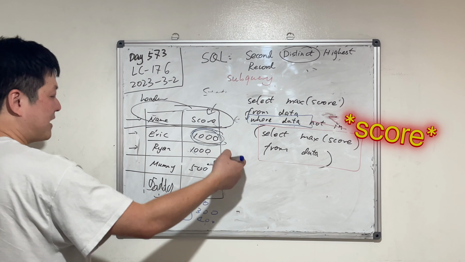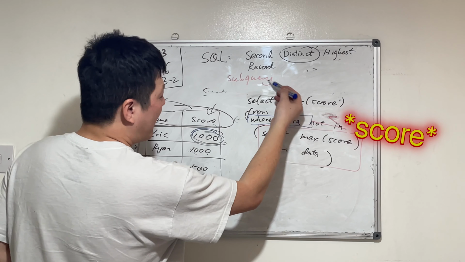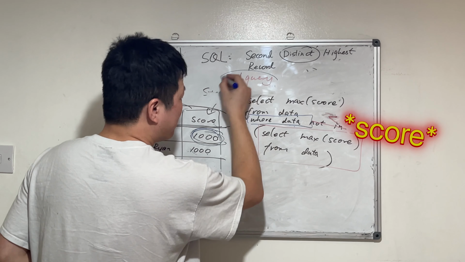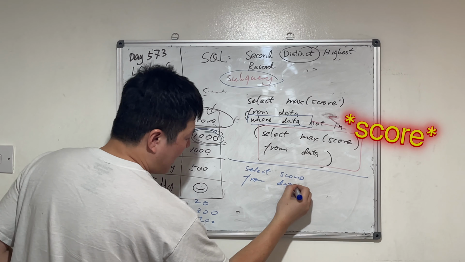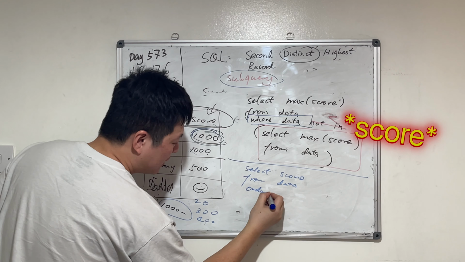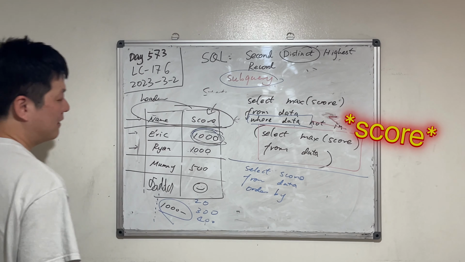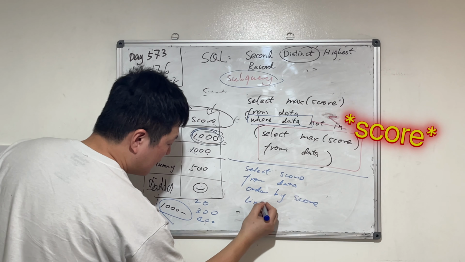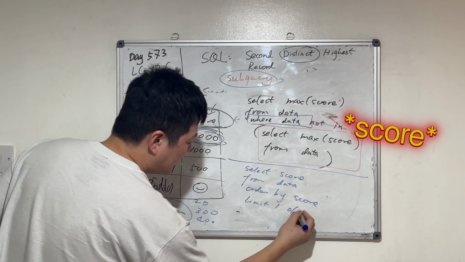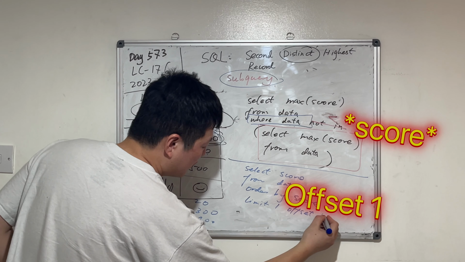Okay, so this is the use case where we have a SQL with a subquery to get the second highest, the distinct highest. Another way, right? Select score from data, and we need to sort it, right? Order by score. Then limit 1 offset. We want to skip 2, right?